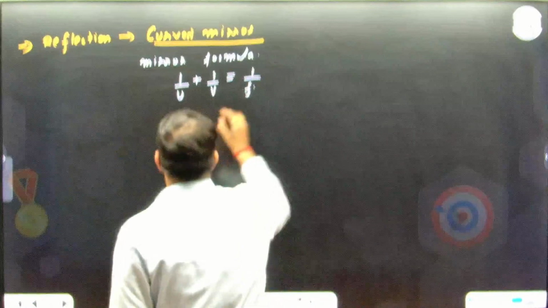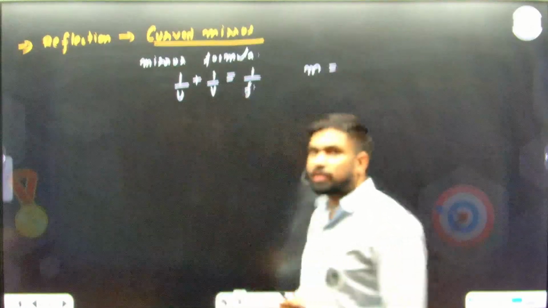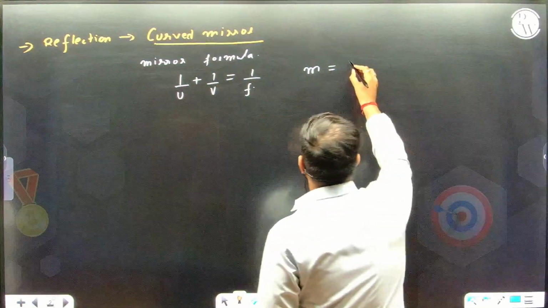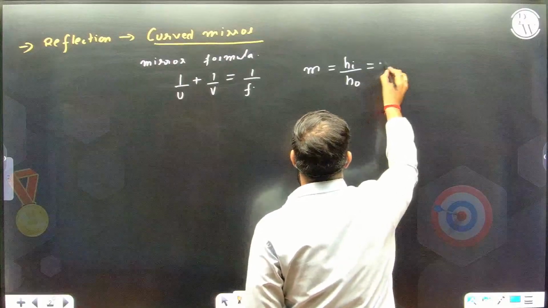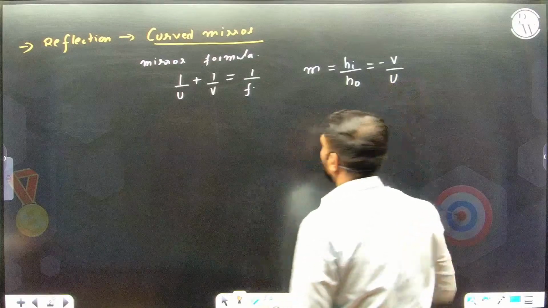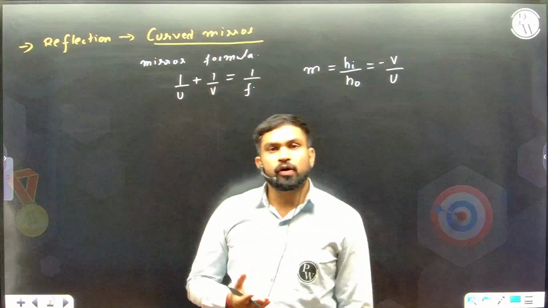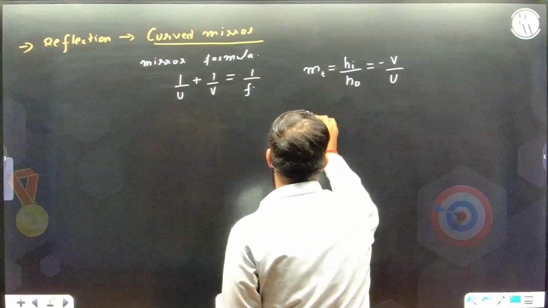Now, if I have got the image distance and the object distance, then I need to check the magnification. So your magnification is height of image upon the height of object, which comes out to be minus v upon u. In this, you can look for the longitudinal magnification also. This is the transverse magnification.